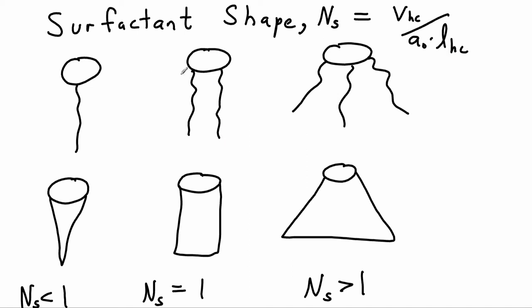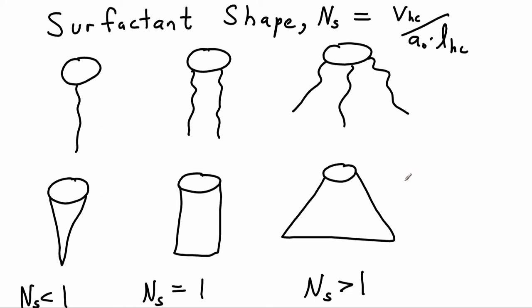On the other hand, if we have a cylindrical shape, the projected volume is exactly the same as the actual volume, and so the surfactant number is equal to 1. And if we have this inverse cone shape, the projected volume underneath the head group is less than the actual volume, and so the surfactant number, since it's the actual volume over projected, is greater than 1.